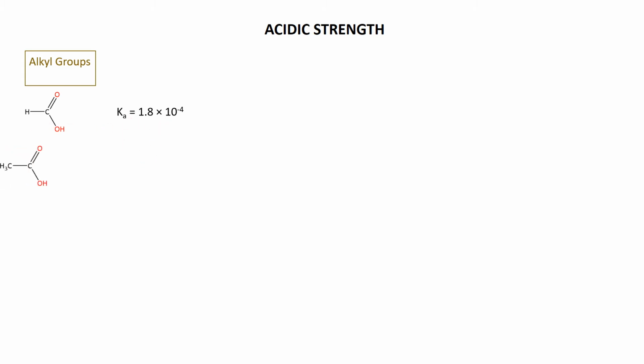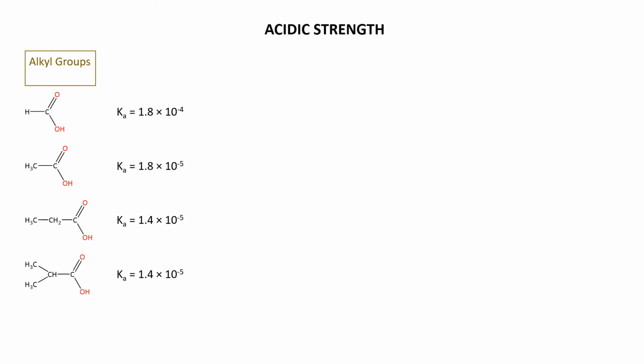Replace that H with CH3 to give us acetic acid, 1.8 times 10 to the minus 5. We get significantly weaker, by a factor of 10. Add in a little bit more of the alkyl and we get a little bit weaker, 1.4 times 10 to the minus 5. Throw in a couple more alkyl groups there, but then put in 3 alkyl groups on that carbon, and we go down to 9.3 times 10 to the minus 6.